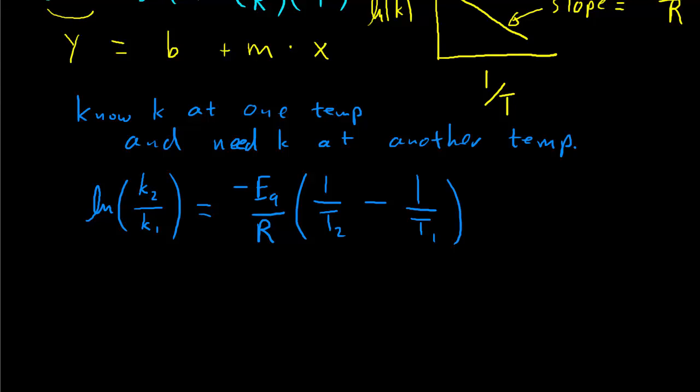There are 5 variables on here. Let's circle them. 1, 2, 3, 4, 5. So if you know any 4 of these variables, then you can use algebra to solve for the 5th.